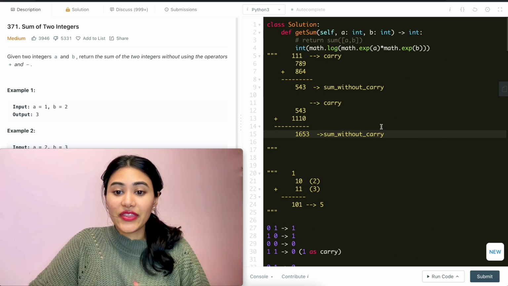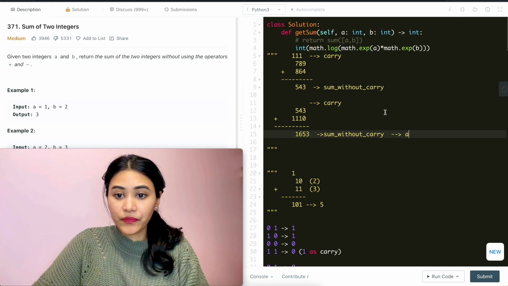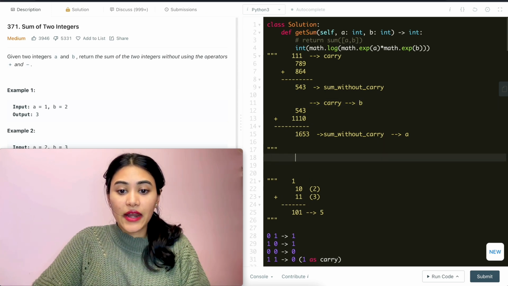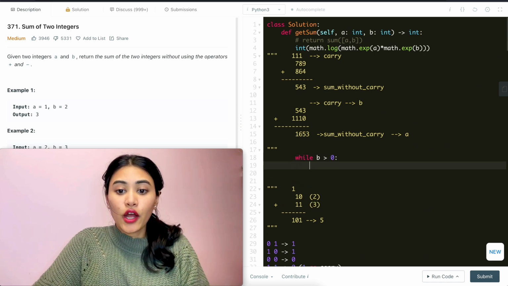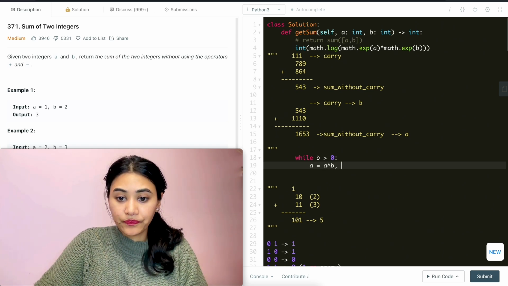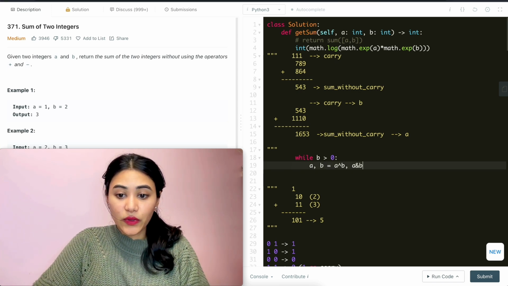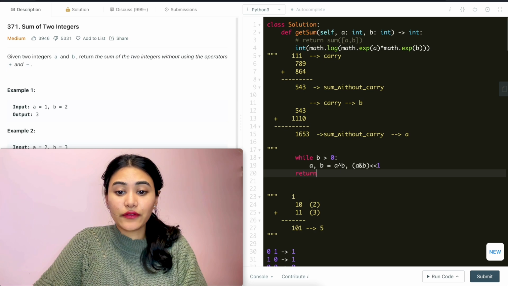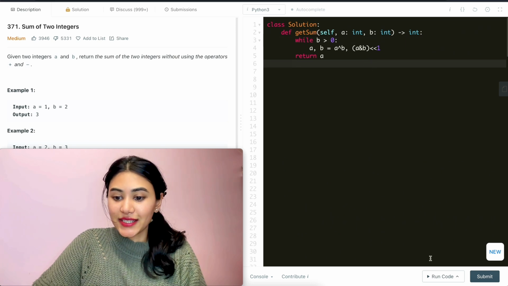So we're going to do the same thing in binary. And I'm actually going to assign sum without carry to be A, and my carry I'm going to set to be B. This means that while B greater than 0, while we still have carries that need processing, we're going to set A to be the sum without carry, so that's A XOR B. And we're going to set B to be the carry, so that is A ANDed with B, and then left shifted by 1, like this. And finally, we have to return A. So I'm going to go ahead and remove everything else, and we can go ahead and run this code.